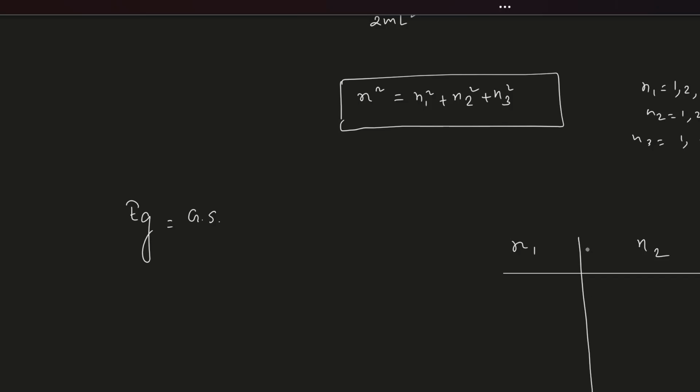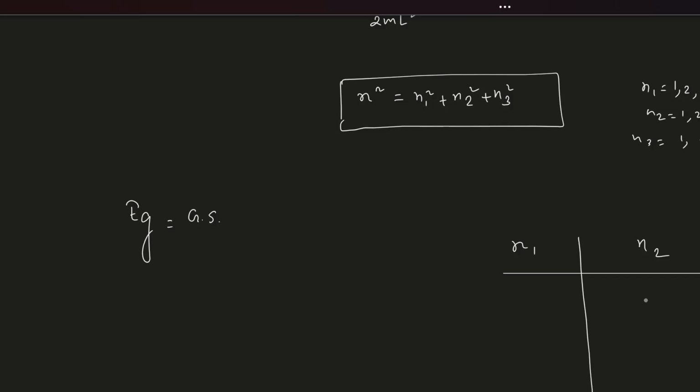So in the 3D box problem, you have n1, n2 and n3 as the individual quantum numbers for each of these directional 1D boxes, and you have to take a combination of n1, n2 and n3 to get a particular value of n and the corresponding En.